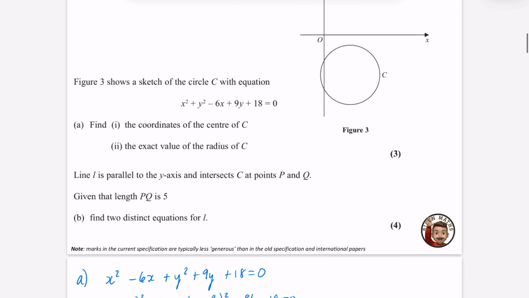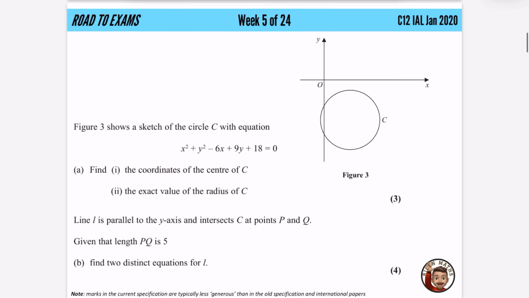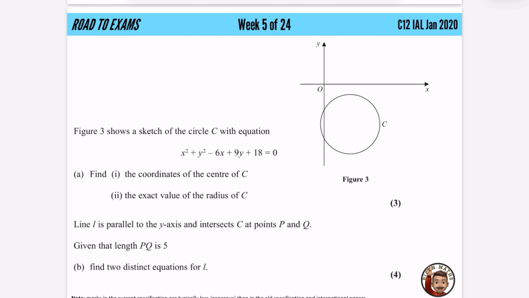And then this is the part of the question that I thought was more interesting and why I included it in this road to exams that we've got. It says that the line L is parallel to the y-axis and it intersects C at points P and Q. Given that the length PQ is 5, find two distinct equations for L.